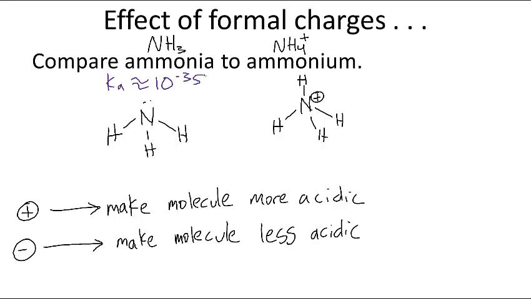And the Ka values definitely bear that out. Ka value for ammonia is like 10 to the negative 35. Ammonium, it's like 10 to the negative 9. So big, big, big difference.